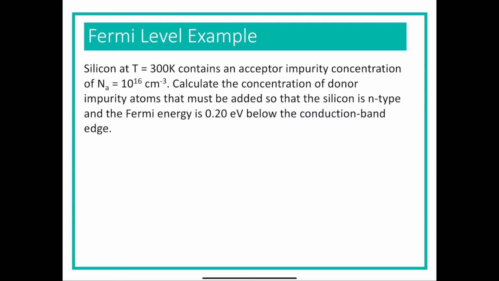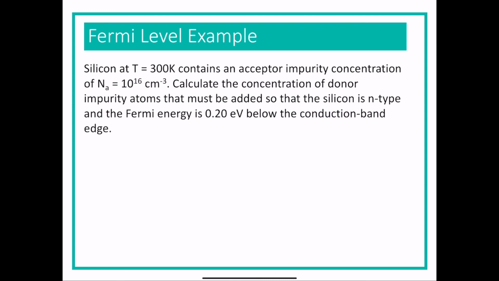So we have acceptors of 10 to the 16, and we want to find out how many donor atoms we need to add so we can make this p-type material into n-type material, and we can move the Fermi energy so it's 0.2 electron volts below the conduction band. So how would we even approach that? Well, we have to kind of work our way backwards.